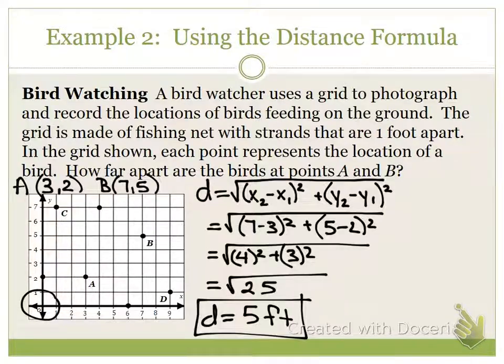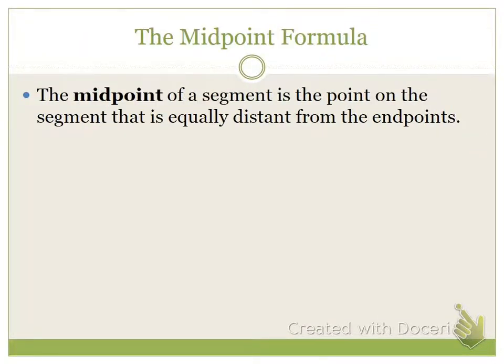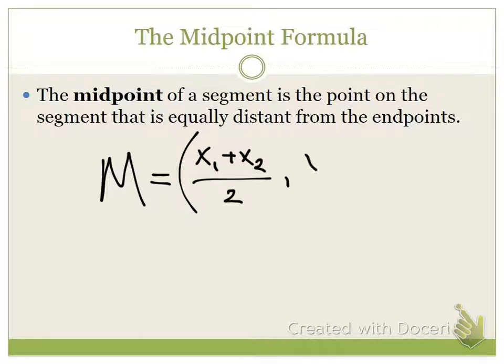Okay, so now in example 3, I'm using the midpoint formula. The midpoint formula is M equals parentheses x1 plus x2 divided by 2 and y1 plus y2 divided by 2. Whatever those values are will make up an ordered pair that is the midpoint between two points. All right, so my midpoint formula.